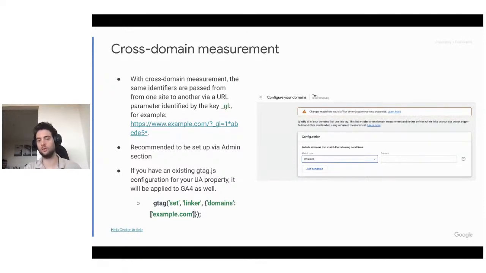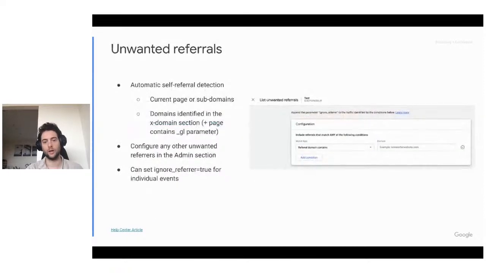The way we recommend to do it is via your admin section, in the configure your domains part of this section. And there's also this that has been added. If you want to exclude some referrals from your reports, now you can use this again in the admin section to exclude some referrals, to list the ones that you don't want to see. And that's pretty much it.